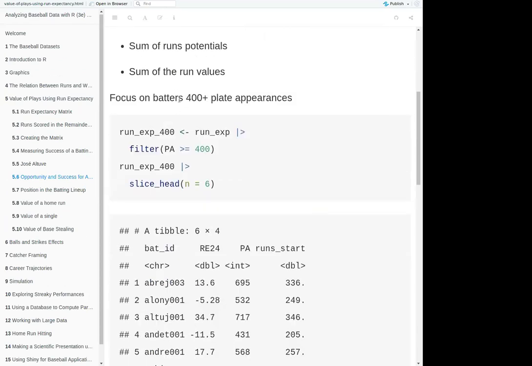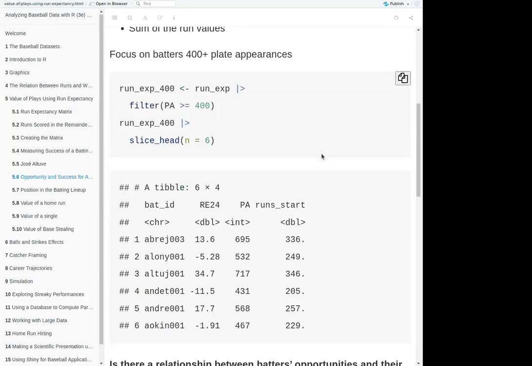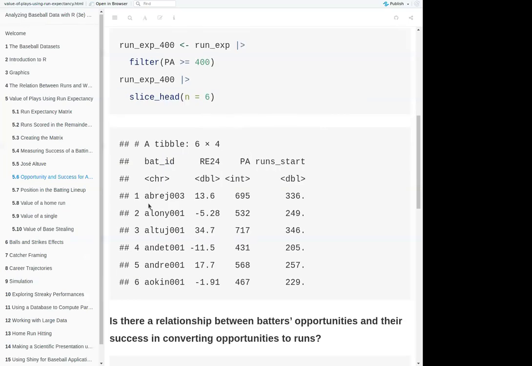So the book focuses on batters with 400 or more plate appearances. This was their way to look less at pitchers. And again, here's the book code, and we get just the head of that data frame. So we get each of the batters, the run expectancies, frequencies, and the run starts.